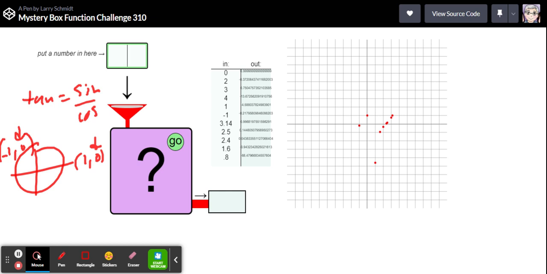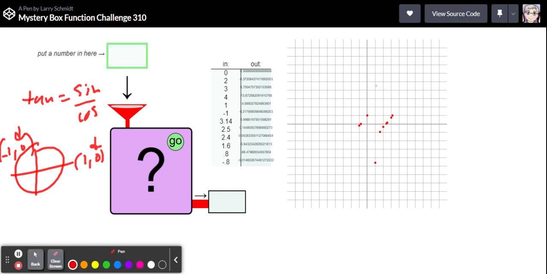And then let's do negative pi over 4. So negative 0.8. Aha, and that's pretty much at 0. So here's what I think. I think this is the tangent function. It's just been shifted to the left. We've moved this way pi over 4.